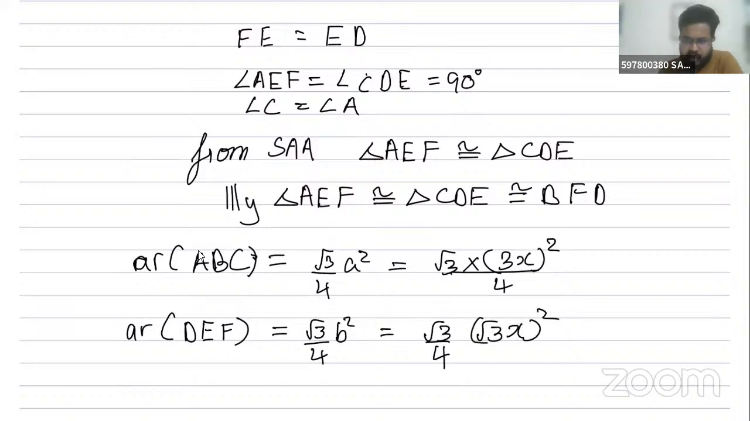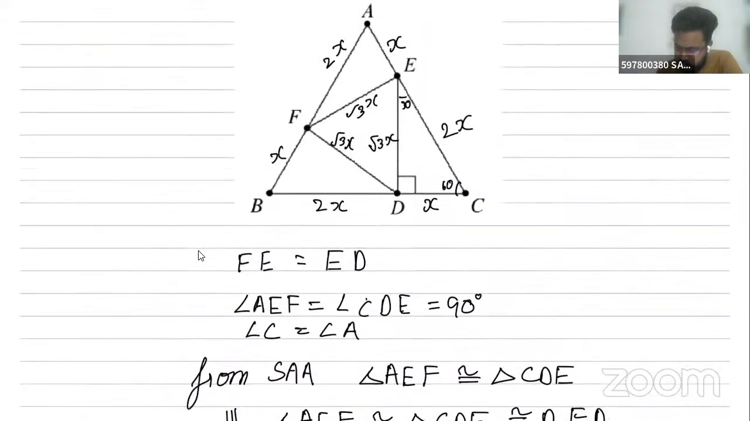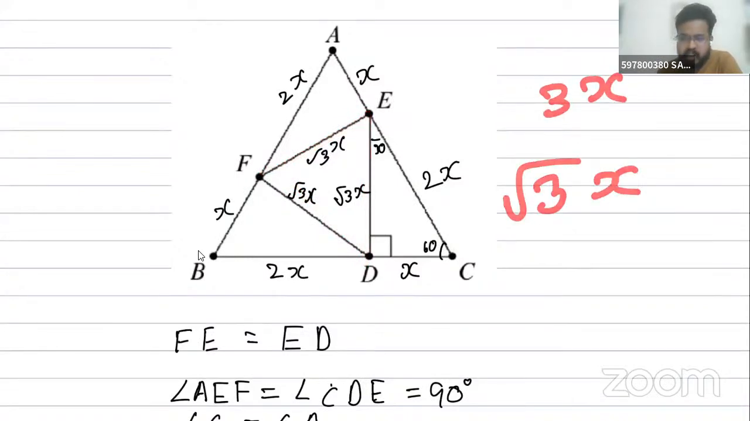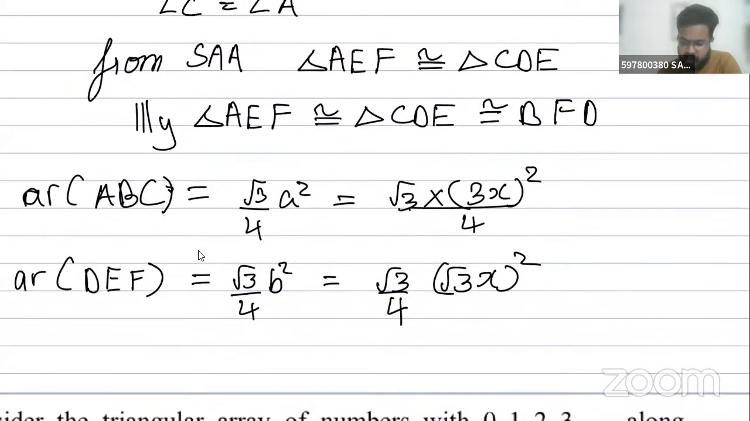I actually don't need to calculate the areas anyways because you can notice over here that the difference between these two triangles is that the sides have been scaled by root 3. This was 3x and now the smaller one is root 3x. So there is a ratio of root 3. So I can directly say that the area is proportional to the square of the ratio. I hope everyone understands. In case you have studied similarity, this would be perfectly clear to you.